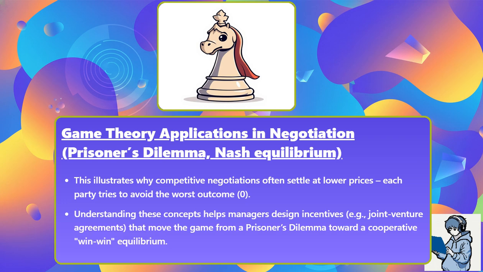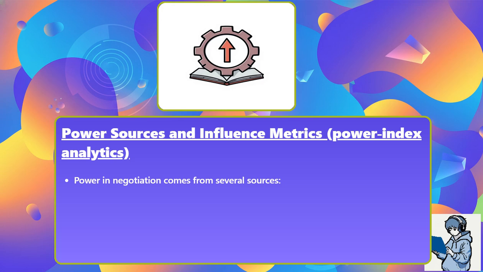Understanding these concepts helps managers design incentives, for example joint venture agreements, that move the game from a prisoner's dilemma toward a cooperative win-win equilibrium. Power in negotiation comes from several sources. Number 1, legitimate power, also called positional power, is authority or formal rank.